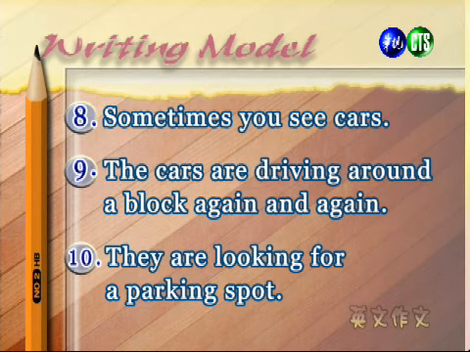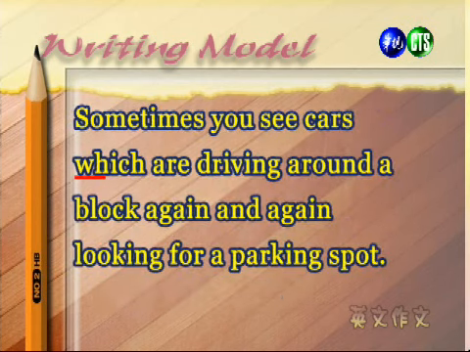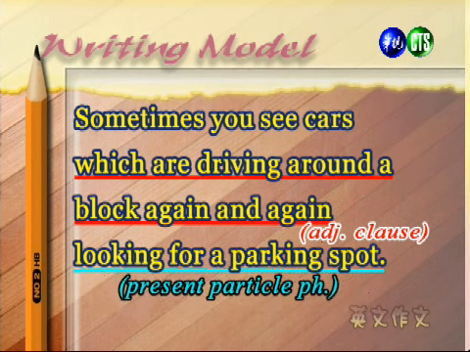好，我们可以发现例句9、例句10都在帮例句8的 car 做一些这个修饰。And so what we're going to do is we're going to use sentence 8 as our base sentence. We're going to add sentence 9 as an adjective clause and sentence 10 as a present participle phrase. 好，那我们现在呢，我们利用例句8来当做基准，再加上例句9当做形容词子句，再把例句10当做现在分词片语。And so this is our sentence. Sometimes you see cars which are driving around the block again and again looking for a parking spot.